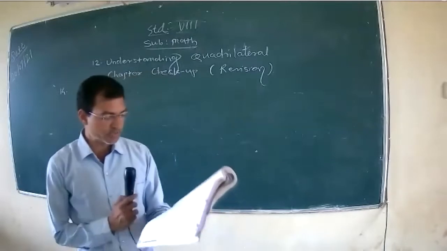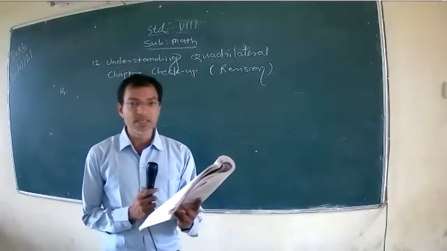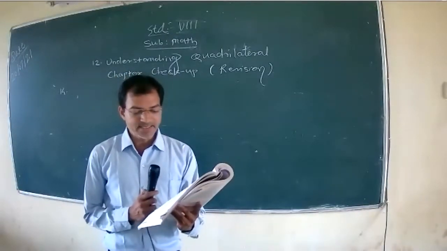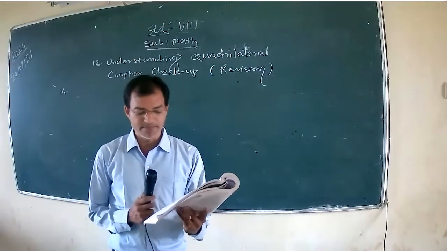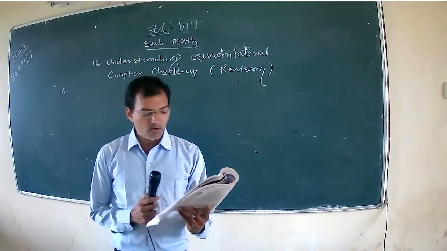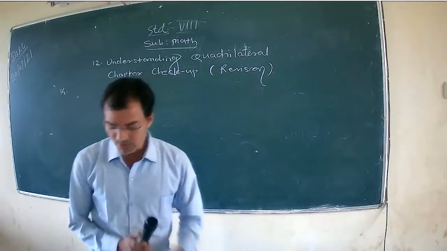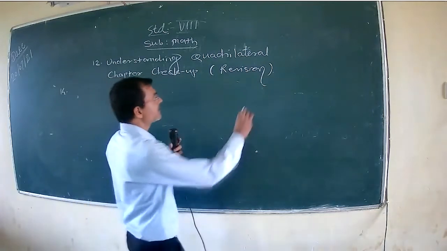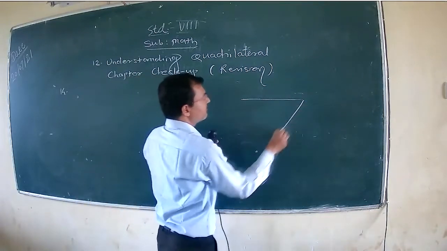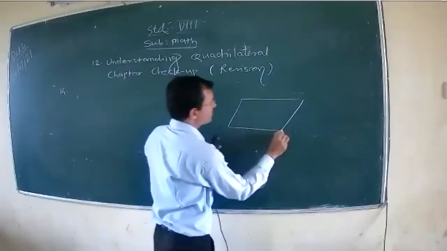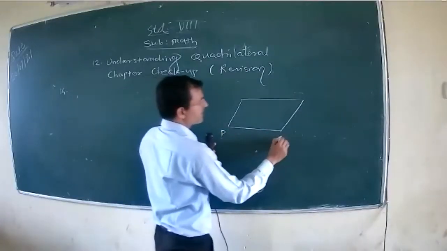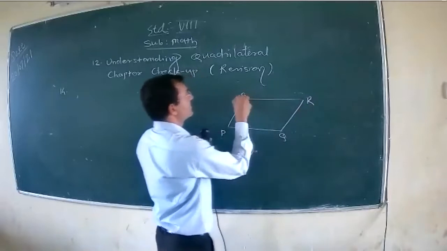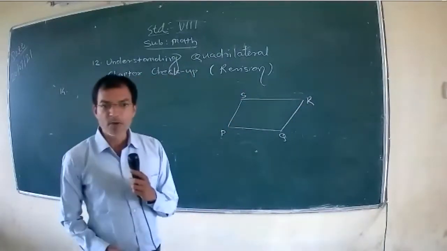What is question number 14? PQRS is a parallelogram. The adjacent angles are in the ratio 2:1. State all the angles. Okay, so first you have to draw what is given here. PQRS is a parallelogram, so first you have to draw the quadrilateral PQRS. This is a parallelogram.